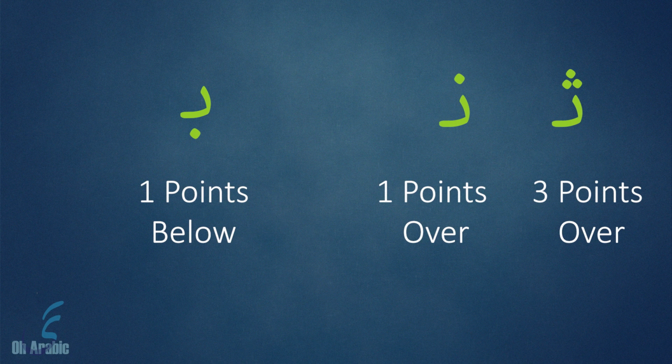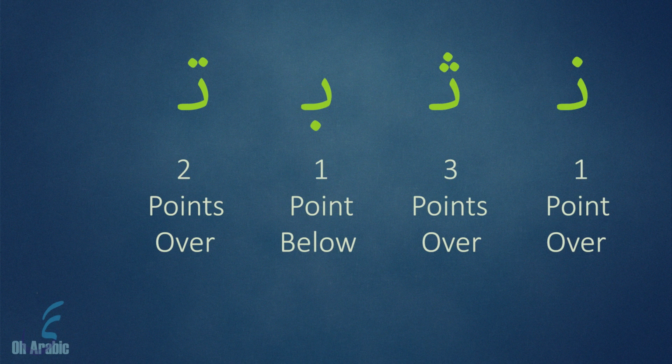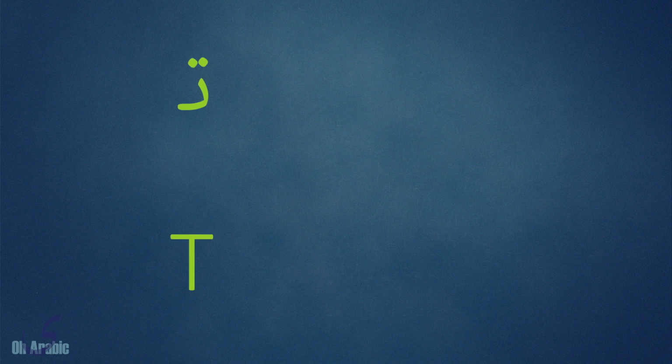Let's now jump to the last letter, ta. We can find it in tam, which means complete. We need 2 points over there, but it still looks like the other letters, na, tha, ba, right? Its sound alone is like t in tea.